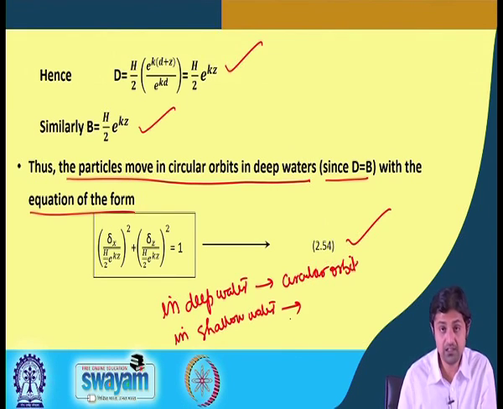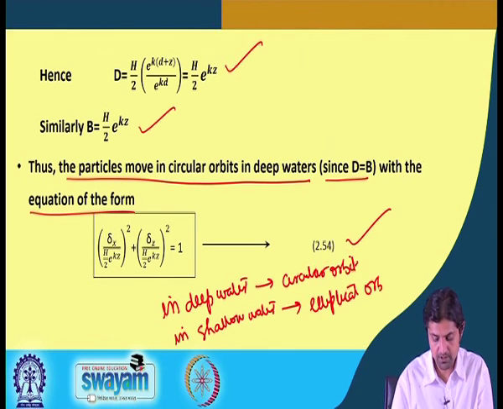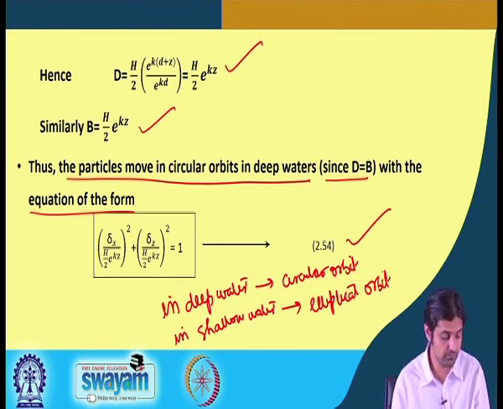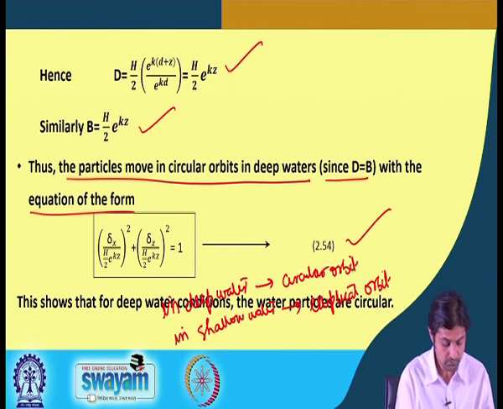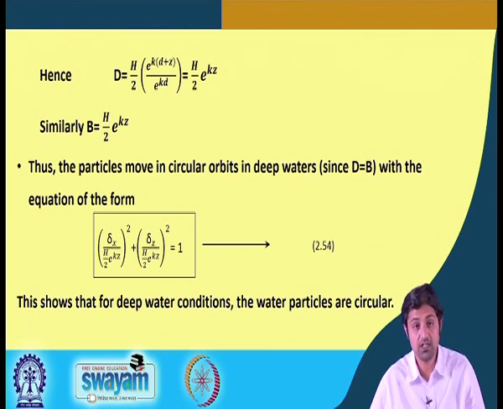See, these things are very important. These are the type of questions which you can expect. What type of orbit in deep water? Then you have to mark the correct one as a circular orbit, not an elliptical orbit. Okay. This shows that for deep water condition the water particle trajectories are circular.